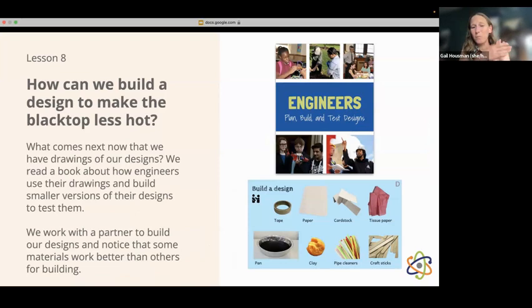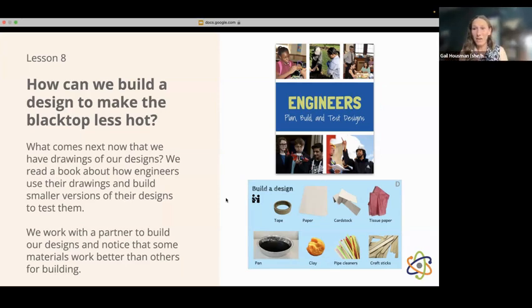And we decide that we're going to build a smaller version. We're not going to be able to build a whole giant thing that's going to actually cover our blacktop. We want to build a smaller version of it so that we can test it. So in lesson 8, they get to build. They have materials provided in the kit. There's a note to the teacher if they want to bring other materials in, that's fine, but there's plenty in the kit for the kids to work with. And they get to assemble. They're working with the same partner that they combined their ideas with in their drawn designs in lesson 7.